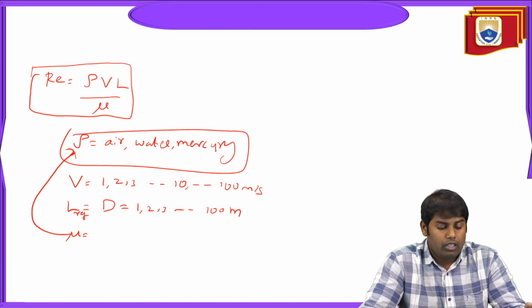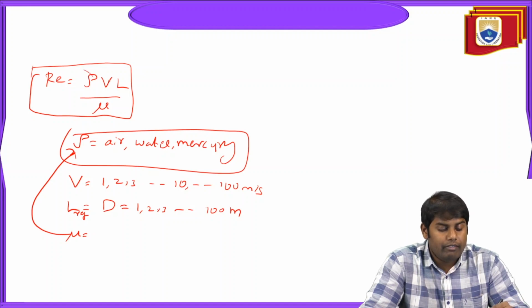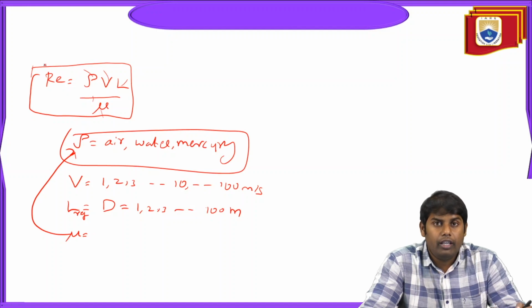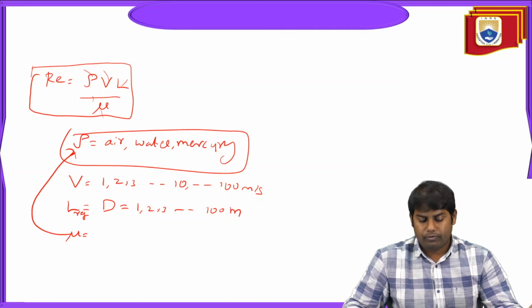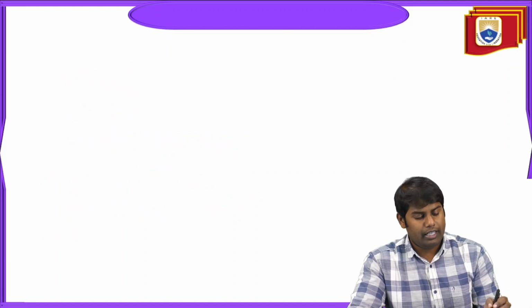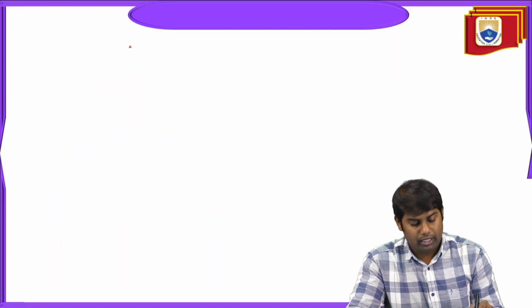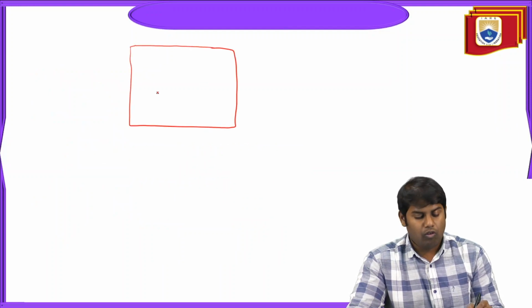Why? Because when you are varying the Reynolds number, automatically the density varies, the velocity varies, the reference length varies, and the dynamic viscosity varies. When we are varying the density and dynamic viscosity, obviously we are varying the type of fluid. I will give an example. Let's say the same numerical setup.